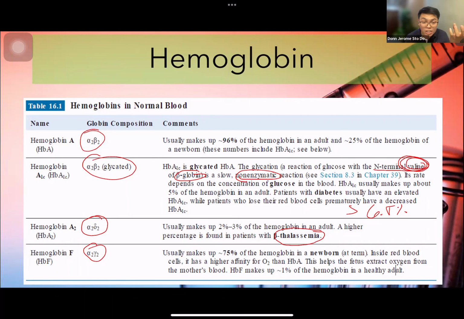Can they extract oxygen from the mother? I mean, from the mother's hemoglobin? Yes, because they are more efficient in binding oxygen than adult type hemoglobin. Later on, again, we'll be discussing that.